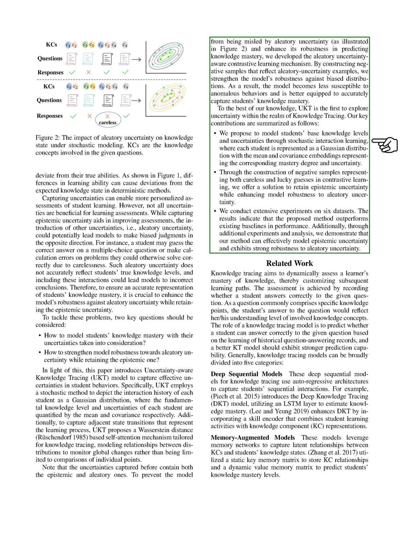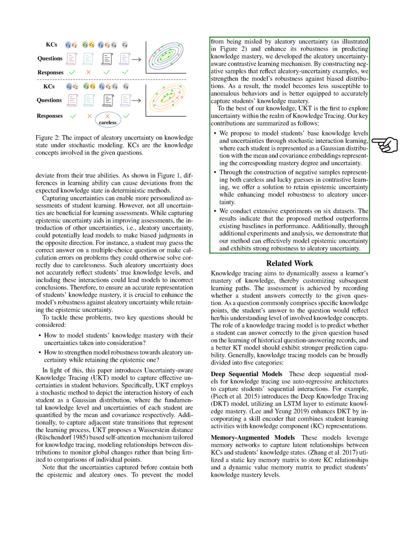To our knowledge, UKT is the first model to explore uncertainty in knowledge tracing. Our main contributions include modeling students' knowledge levels and uncertainties through stochastic learning, where each student is represented as a Gaussian distribution. We also provide a solution to maintain epistemic uncertainty while improving robustness against aleatory uncertainty through contrastive learning.